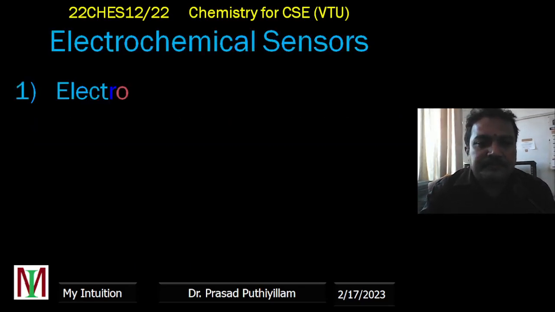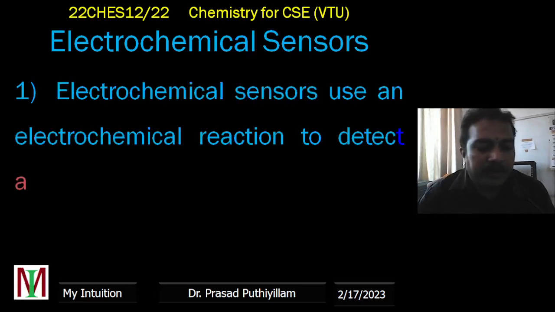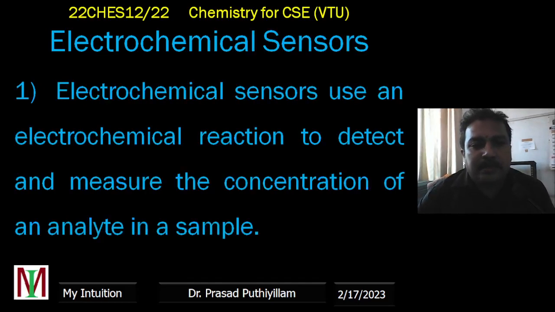Electrochemical sensors. Okay, so point number 1, that only indicates the number of points. There is nothing like one is mentioning, just to differentiate different points I put 1, 2, 3, 4. Point number 1 says electrochemical sensors use an electrochemical reaction to detect and measure the concentration of an analyte in a sample.